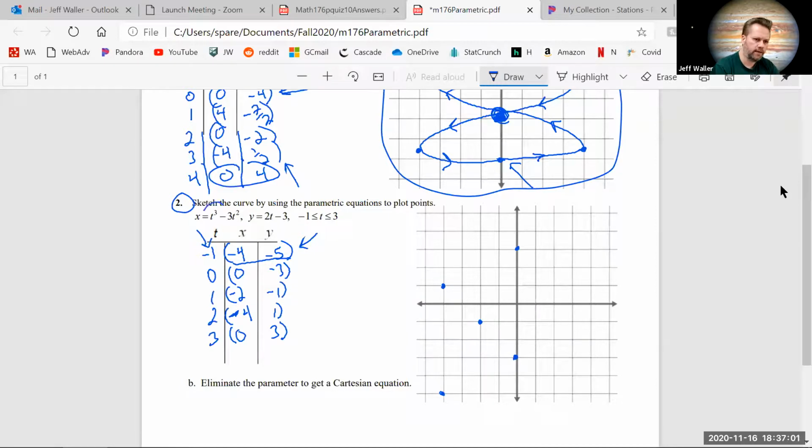Do you see how the x is a polynomial? So you pretty much know it's going to be curved like this, maybe. Put your little arrows to show the direction that it's going, thinking that t is like time. So you guys are getting this little serpentine.